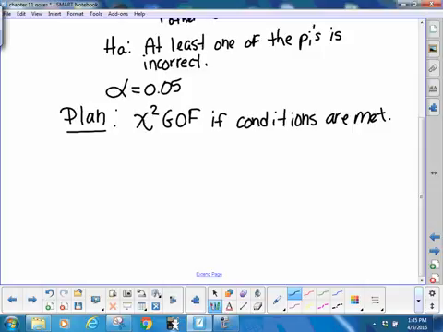So let's look at the conditions. Random. I'm going to go back to my paragraph and recopy randomly selected time of day.